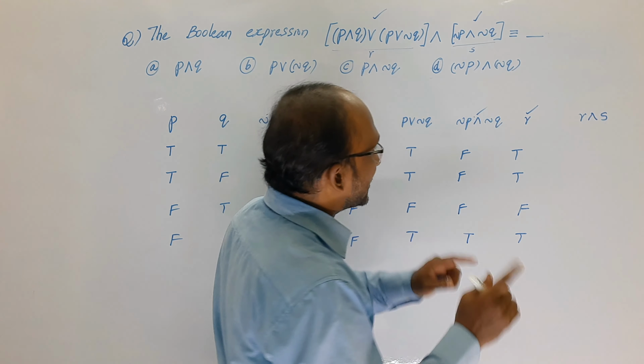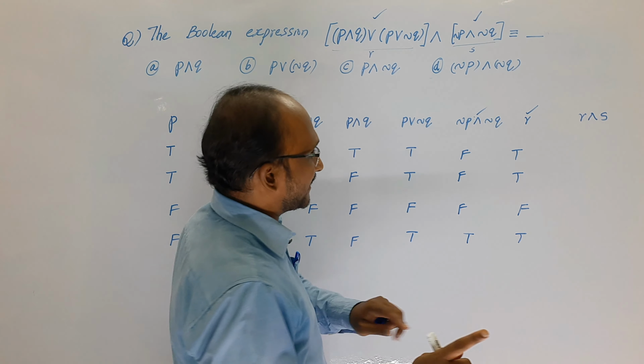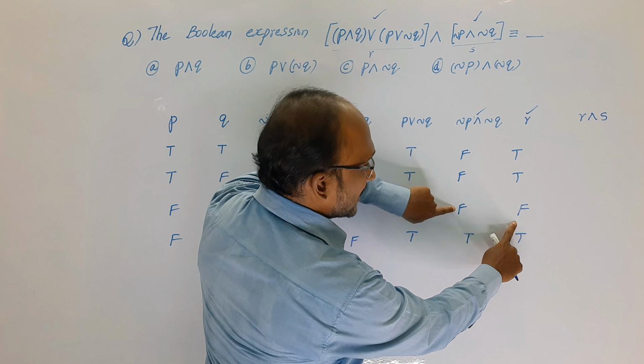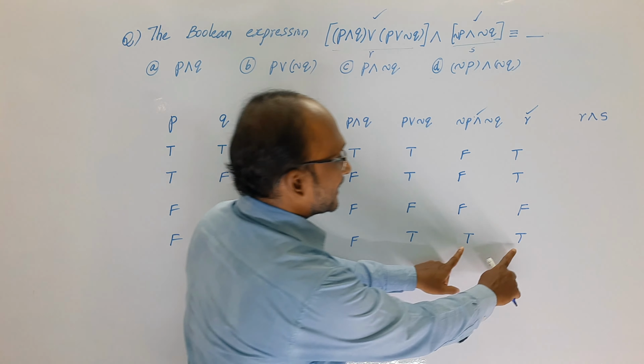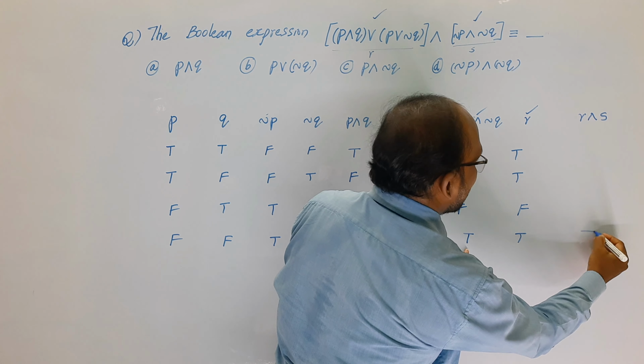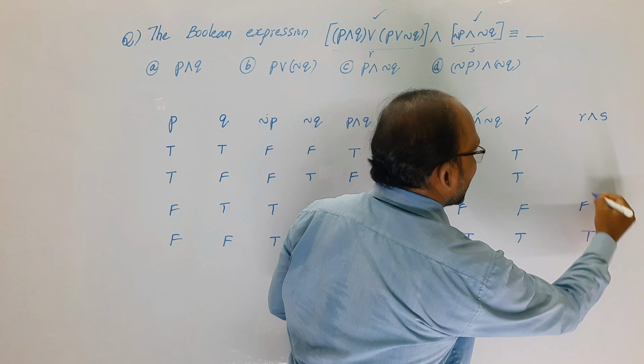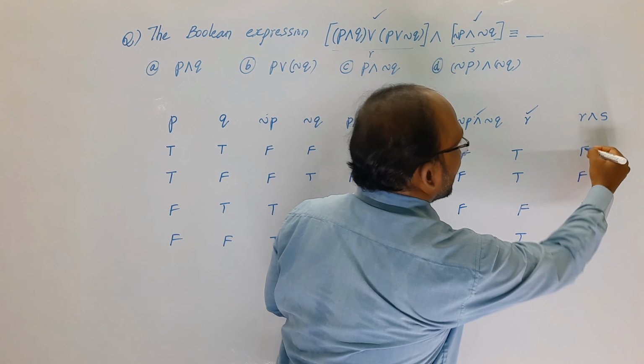That's why search for the true and true case. Not true and true. Not true and true. Not true and true. And this is true and true. That's why in this case R and S is true, and in the remaining cases, it is false.